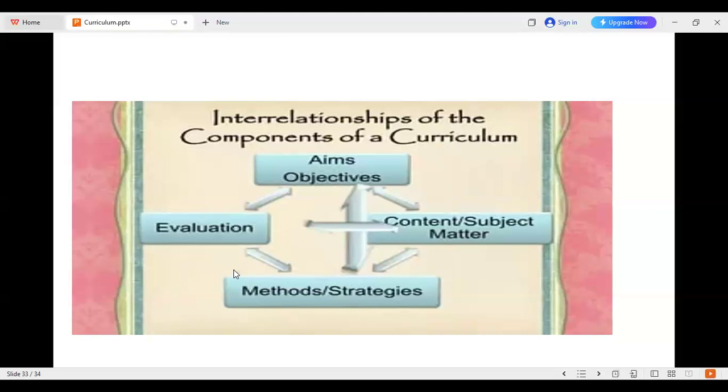This is the summary of what we learned today. The key components of a curriculum, you can understand easily. The elements or components of a curriculum are highly interrelated. From time to time, we have to change the aims and objectives or learning outcomes. Content, subject matter also should be updated, changed, included, new subjects introduced, replacing the old. One example I can give.